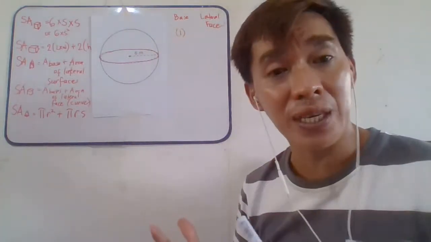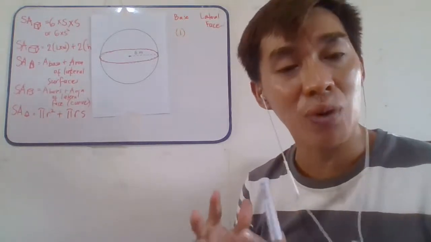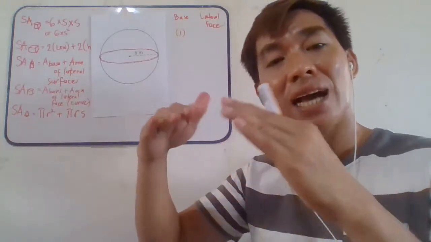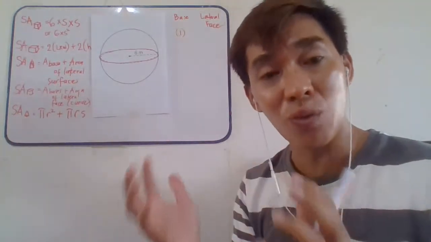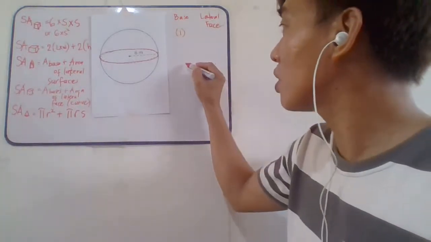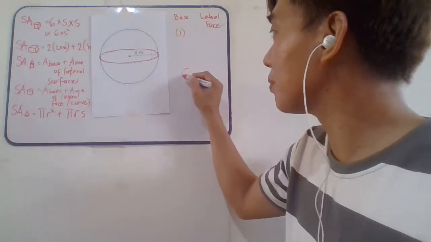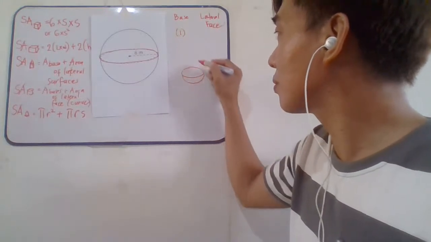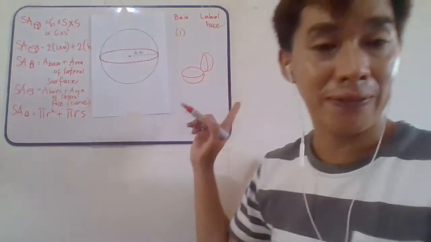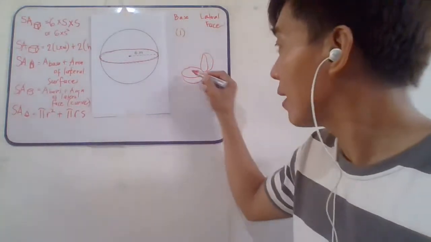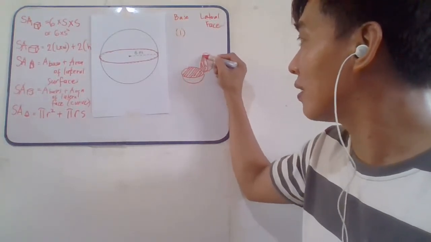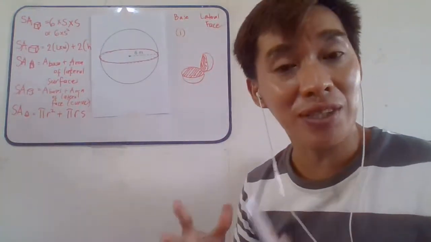The greater circle is the biggest circle that you can get in a spherical figure. For example, if you do have a watermelon, all you have to do is to cut it into half. The biggest circle that you can make in the middle of the watermelon, this is what we call the great circle, the greater circle.